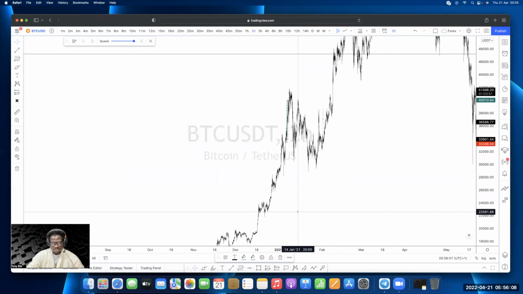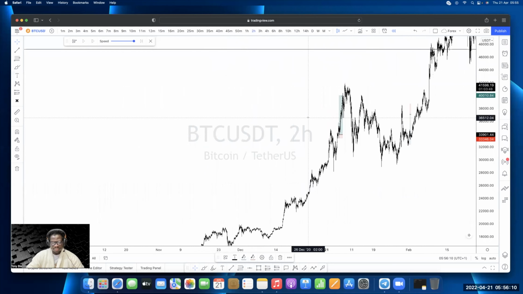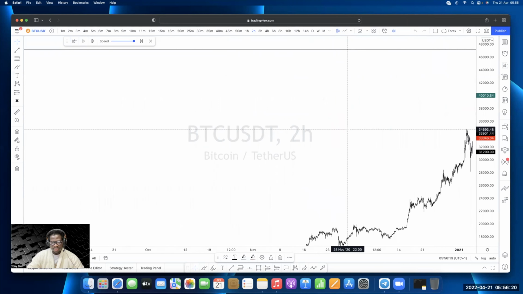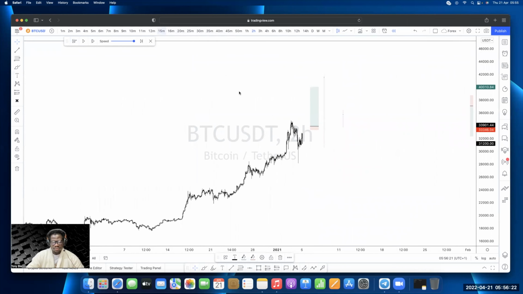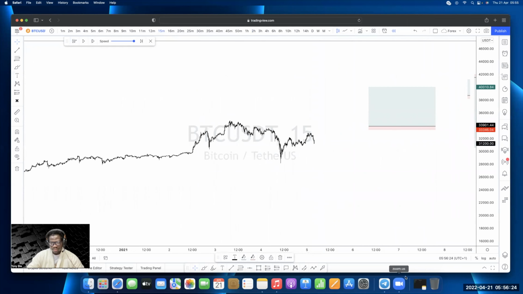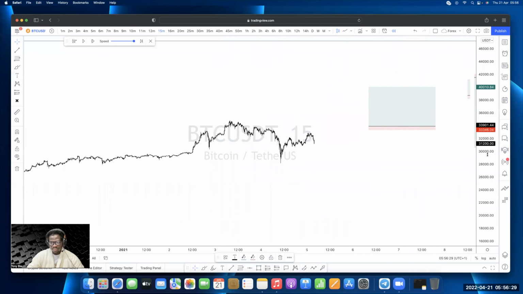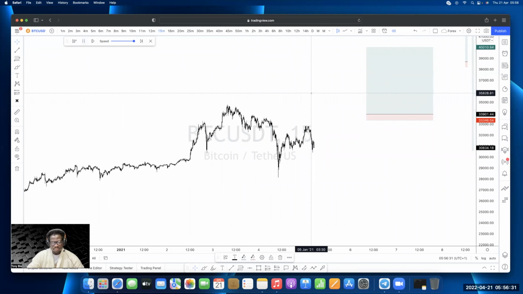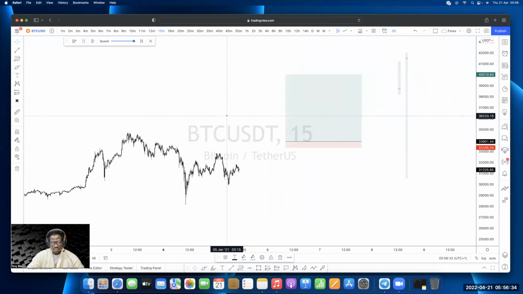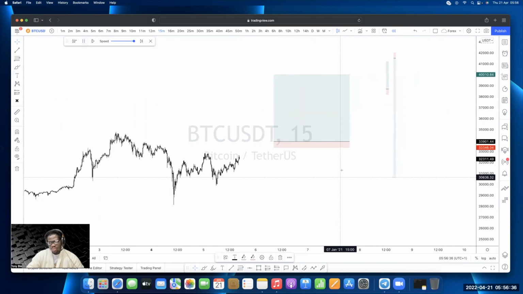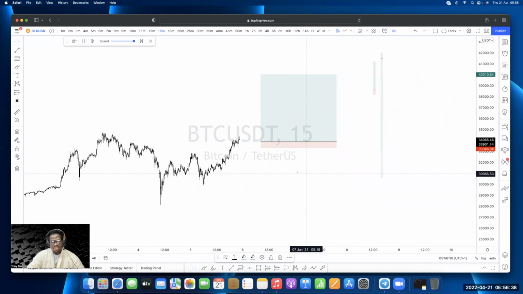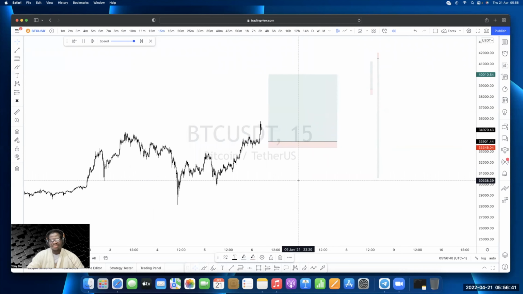I was on 2021 January. Okay, yes, this is it here, on January 6th, on the 15 minutes time frame. Was it 15 minutes or 1 hour? Let's check quickly. It was on the 15 minutes time frame, yes. All right, so it played out, gave me 1 to 11 risk to reward. That was amazing, right? So we are winning.